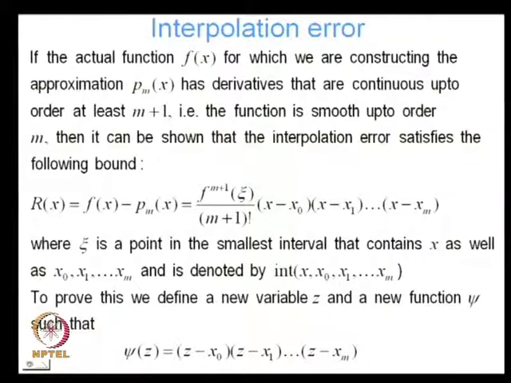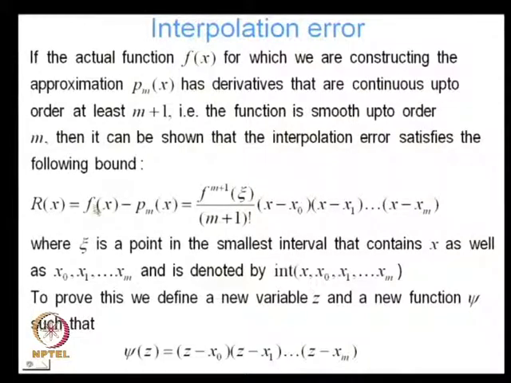And then I can get an approximation for the error, and that approximation is given by this value f^(m+1)(xi) divided by factorial (m plus 1), times (x minus x0)(x minus x1) through (x minus xm).